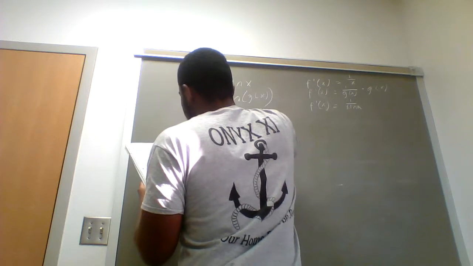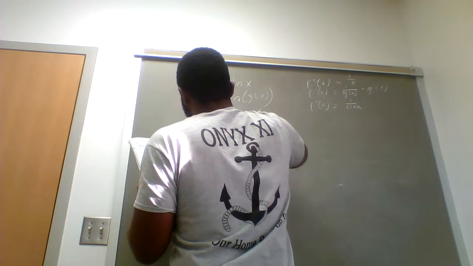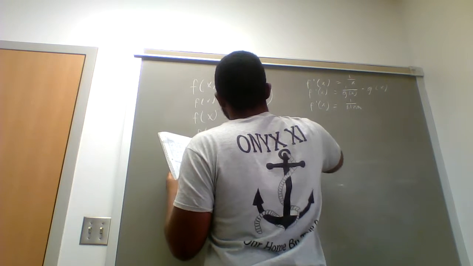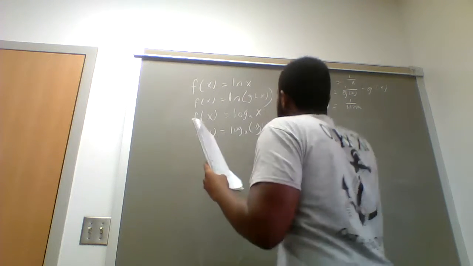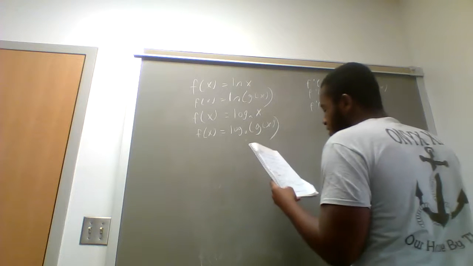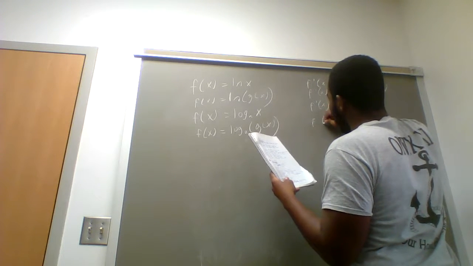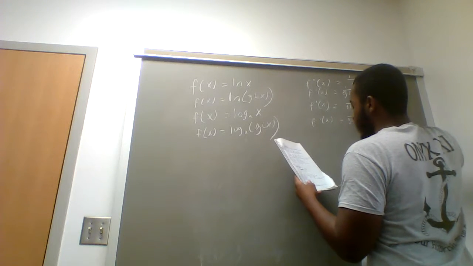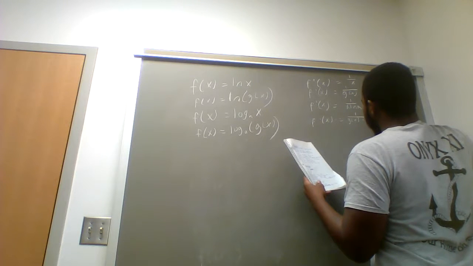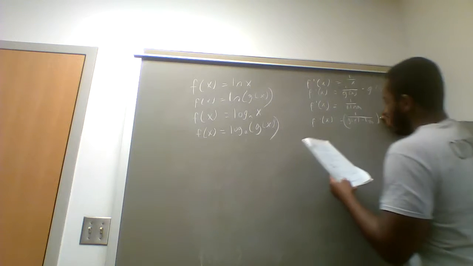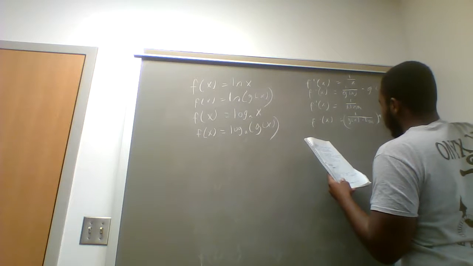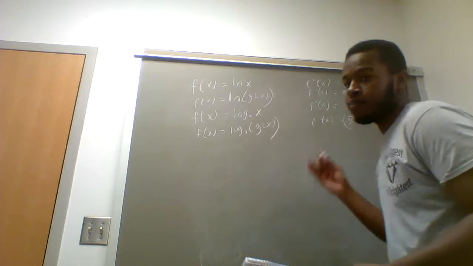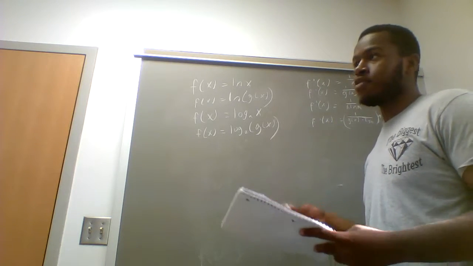And the final property for logarithmic functions is f of x equals log base a of g of x. The derivative of this would be f prime of x equals 1 over g of x times the natural log of a, and all of this multiplied by g prime of x. Okay. Now that I've given you the properties, I'll give you some examples to apply these properties.